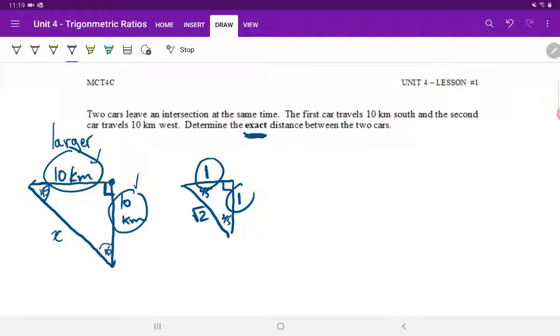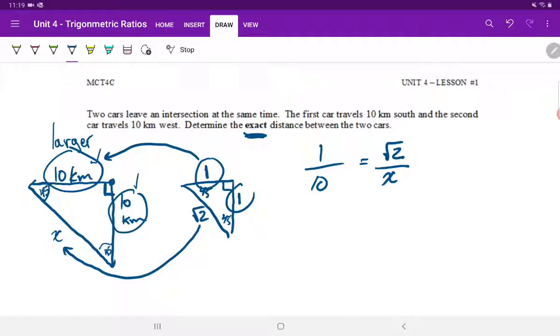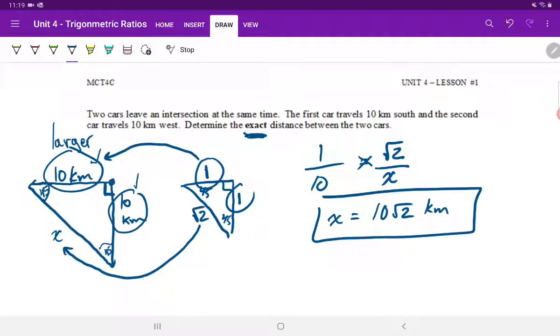Well, no problem. Let's set up a proportion. I went from 1 to 10. That ratio should equal the same as going from square root 2, so one hypotenuse to the other, square root 2 to x. Cross multiply, you get x equals 10 times the square root of 2 kilometers. And that is an exact value, no decimals, exact values. 10 times the square root of 2 is how far apart the cars are.